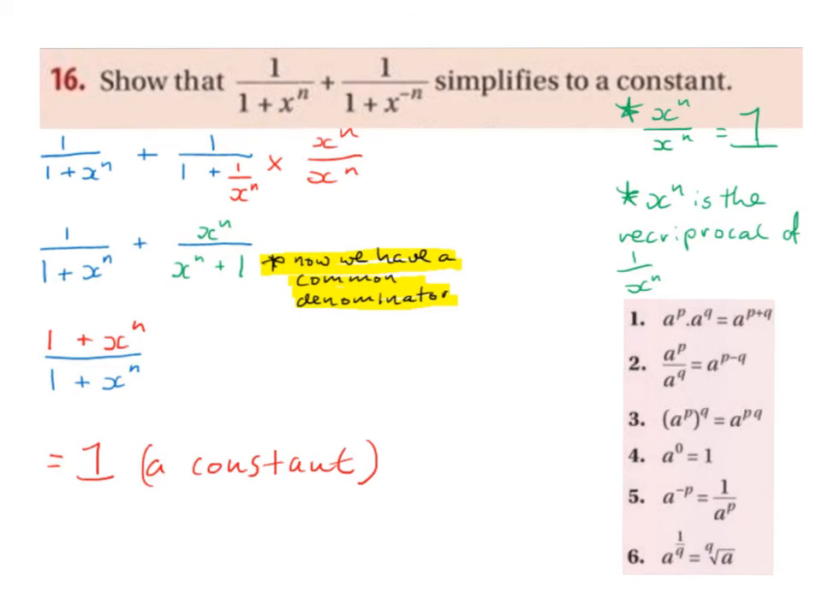Okay, so I'm going to start multiplying. 1 multiplied by x to the power of n is going to give me x to the power of n. And 1 over x to the power of n multiplied by x to the power of n is going to give me 1. So now my left fraction's denominator is 1 plus x to the power of n, and my right fraction's denominator is x to the power of n plus 1, so they're matching, and now we have a common denominator.